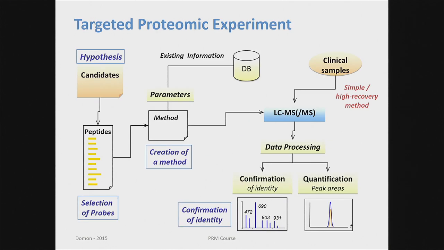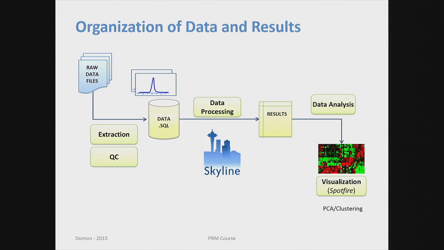So overall, the workflow is the following, right? You build your method, you collect the data, and then you quantify and you look at the traces. So this is very generic for a targeted experiment, and now I go further and try to show you how we implement it in the context of a PRM experiment.